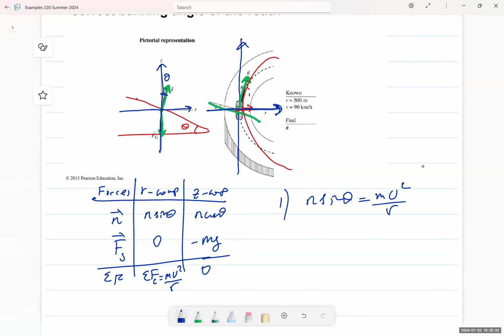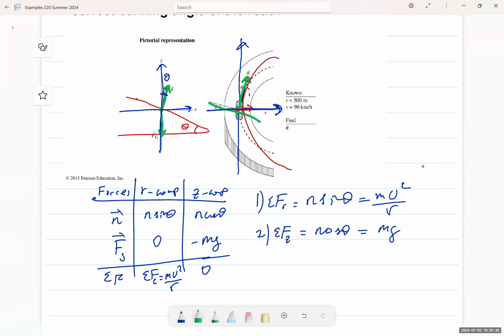This is along the radial direction, the net radial forces. Equation 2, the net forces along the z-axis, is N cosine theta equals mg. They balance each other, but in the radial direction nothing cancels the radial component of the normal force, so you do have acceleration in that direction.